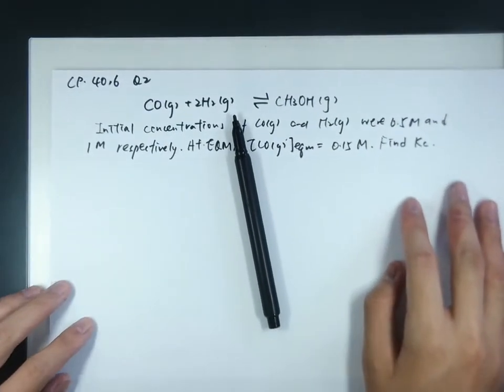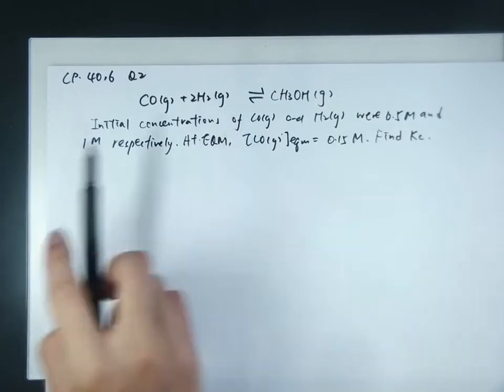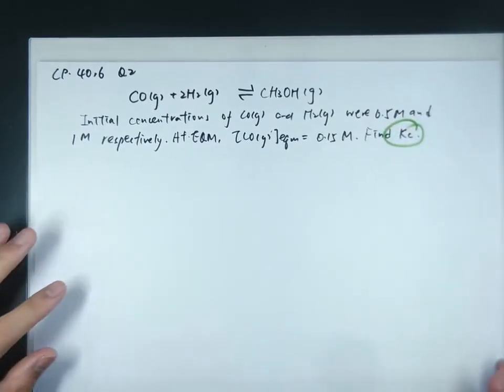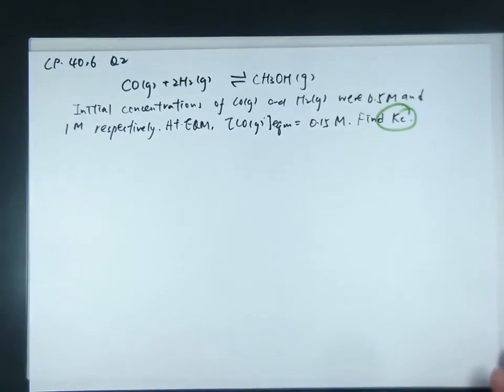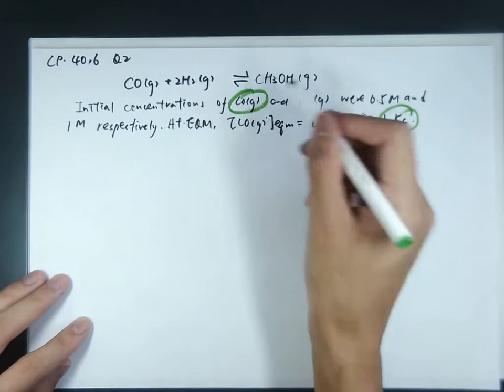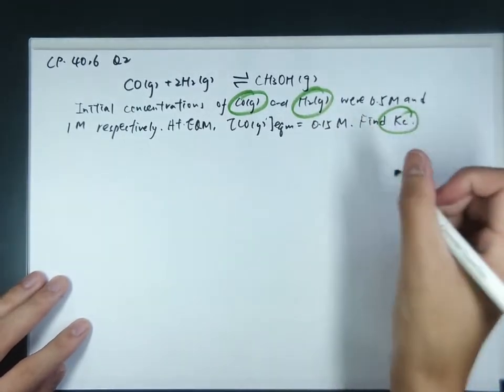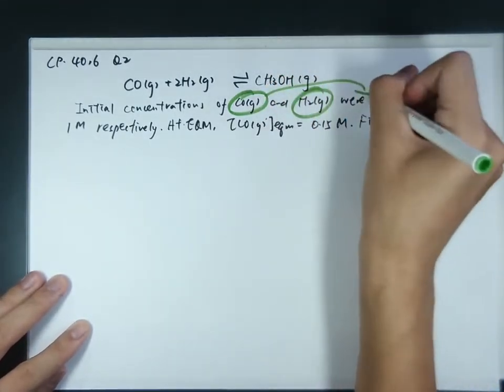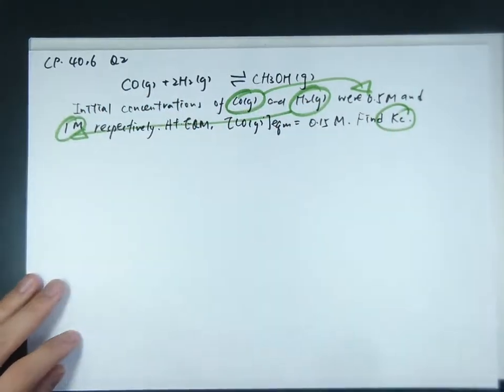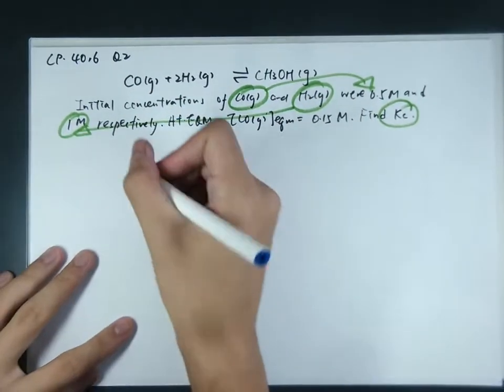So in this question, we are required to find Kc. Okay, we need to find Kc. But what information do we have? We have the initial concentrations of CO and H2. CO is 0.5 M, H2 is 1 M. Okay? So the first step, we put down the equation.